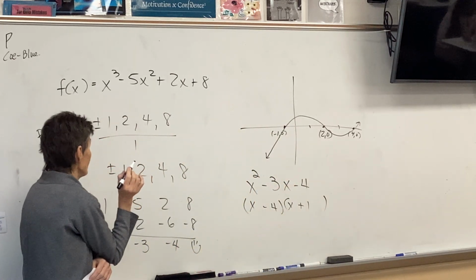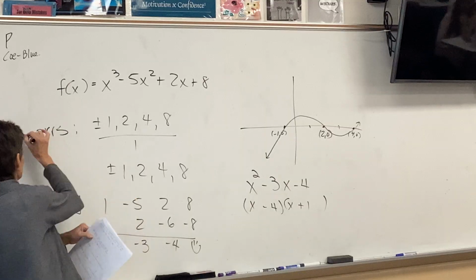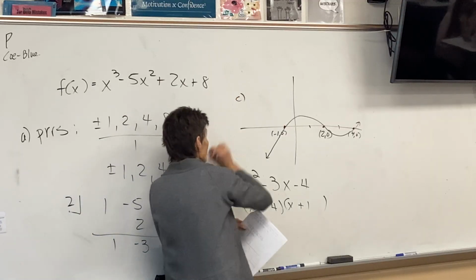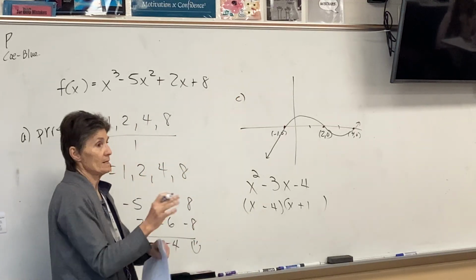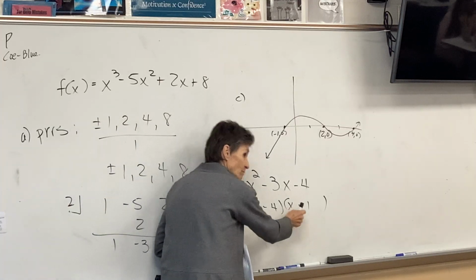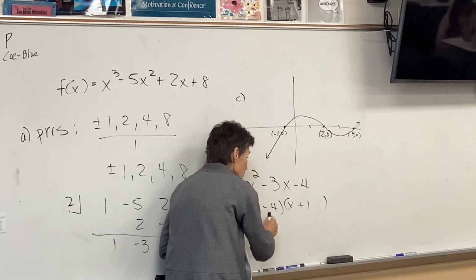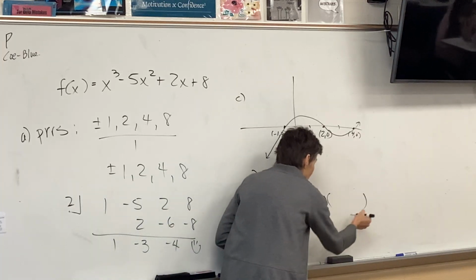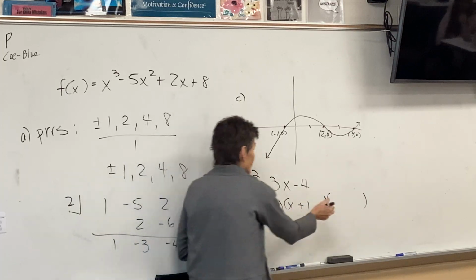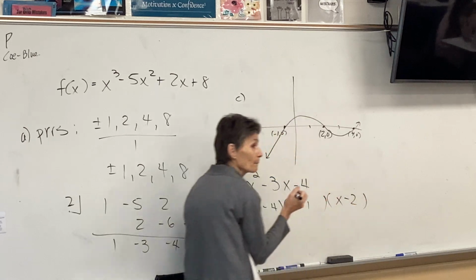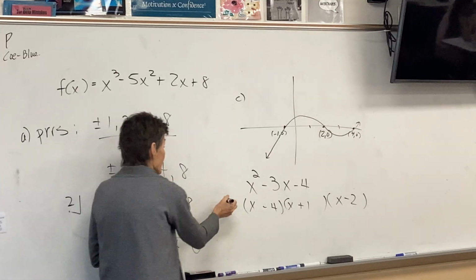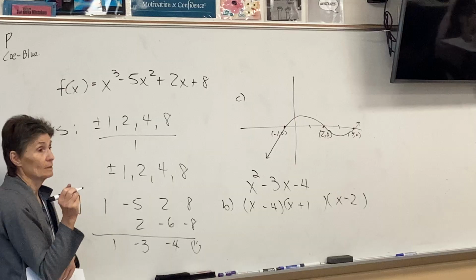Now, this was question A. List the PRRs. We did that right here. This was question C. Draw the picture. Question B says find the factors. Aren't these factors? But there's only 2 of them. There should be 3 of them. Look at your picture. What is the third factor? X minus 2. Everybody okay with that? And that is the answer to B. Those are the factors.